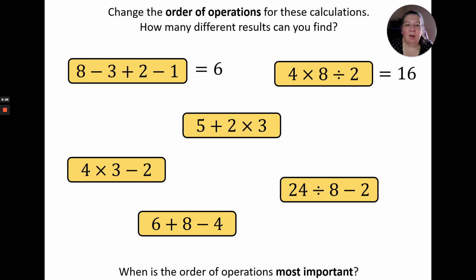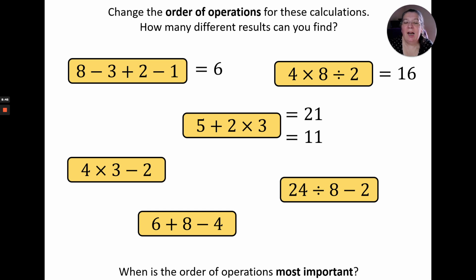Okay, so when we've got multiplication and division, 4 times 8 divided by 2 is 16, no matter which order we do it. 4 times 8 is 32, divided by 2 is 16. If we do the division, 8 divided by 2 is 4, 4 times 4 is 16. So we can't get different answers there.